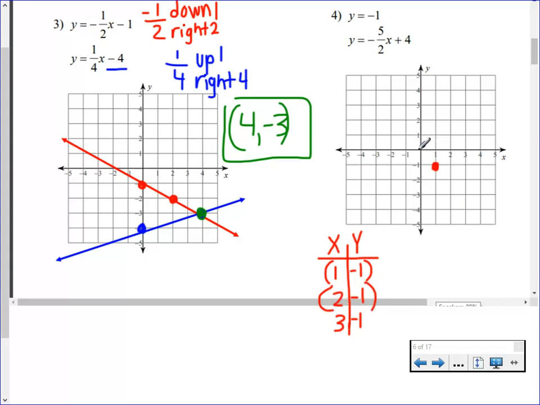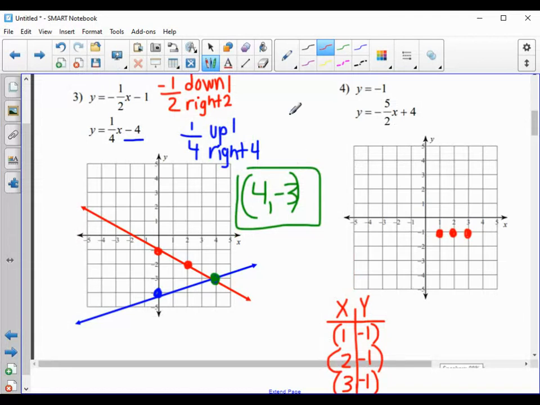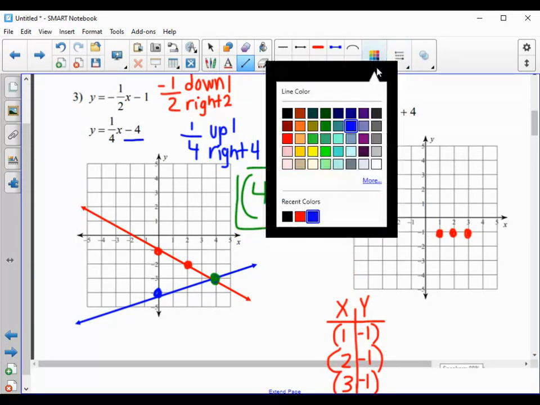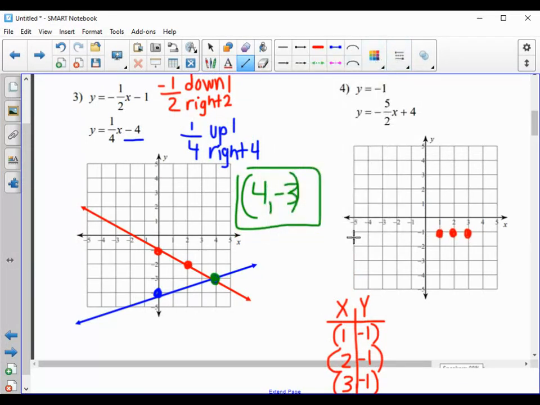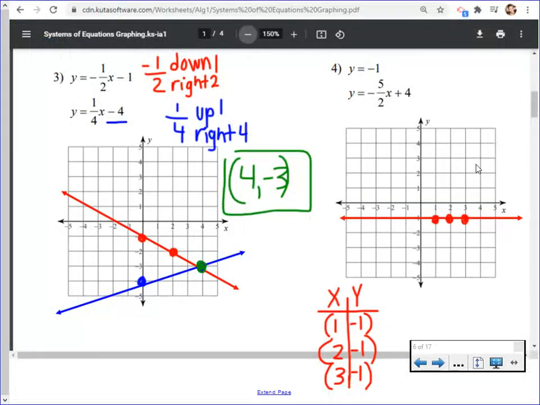The second point on my t-chart is 2, -1. So I put my pencil at 0, 0. I go over 2, and then I go down 1, and I make a point. The third point I want is 3, -1. So back at 0, 0, I go over 1, 2, 3, down 1. So this line is kind of special because it's a horizontal line. So I'll connect those 3 dots right there. The first one was a horizontal line, so that was a little bit different than the other 3 that we've done so far.